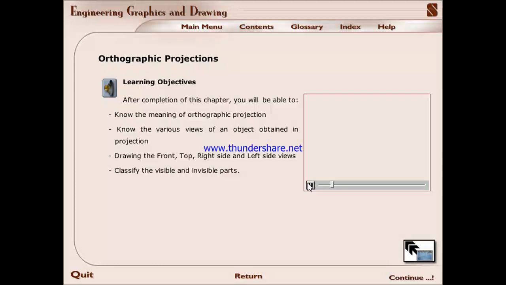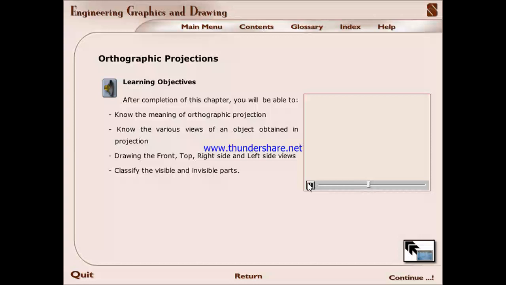Engineers are mainly involved in the design, development, and manufacture of machines and environmental structures. The very first step is to prepare a drawing of the machine or structure to provide the details of the design like the shape, the size, and so on.